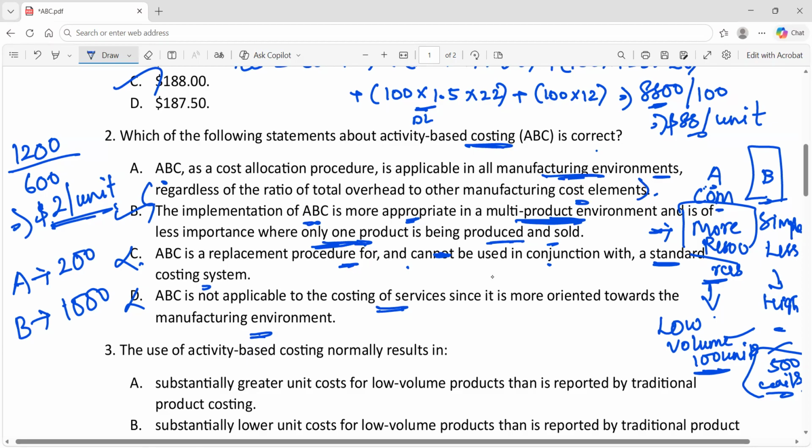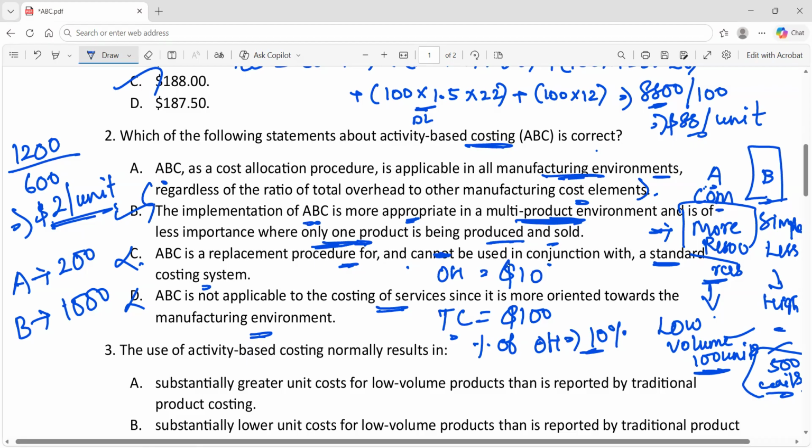What does it mean? It means that, for example, let's say your total cost is $100, whereas let's say your overheads is only $10. So what is the percentage of overheads with reference to your total cost? Percentage of overheads is only 10%. That is 10% of your cost is overheads. Remaining 90% is your prime cost, like your direct material and direct labor. So in such environment, it is better not to employ activity-based costing.